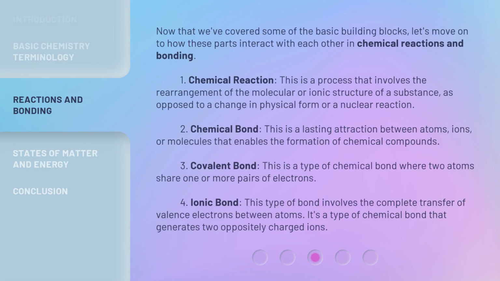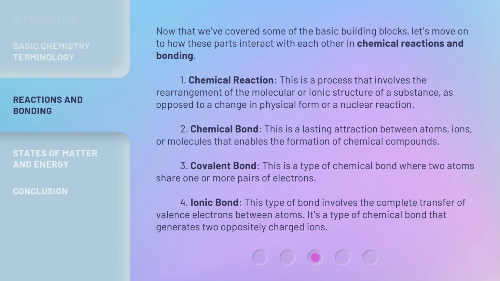Now that we've covered some of the basic building blocks, let's move on to how these parts interact with each other in chemical reactions and bonding. 1. Chemical reaction. This is a process that involves the rearrangement of the molecular or ionic structure of a substance, as opposed to a change in physical form or a nuclear reaction. 2. Chemical bond. This is a lasting attraction between atoms, ions, or molecules that enables the formation of chemical compounds.